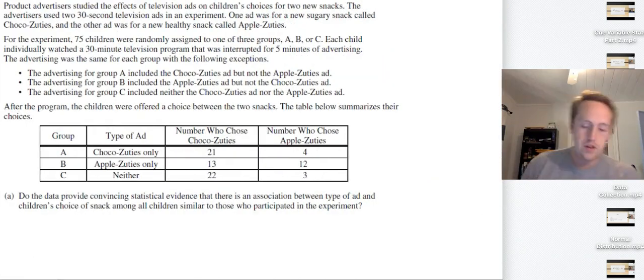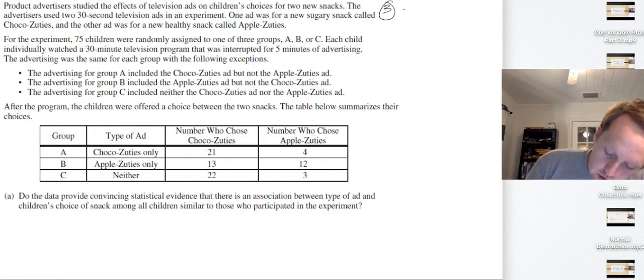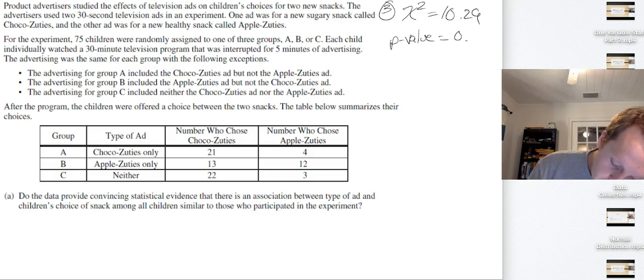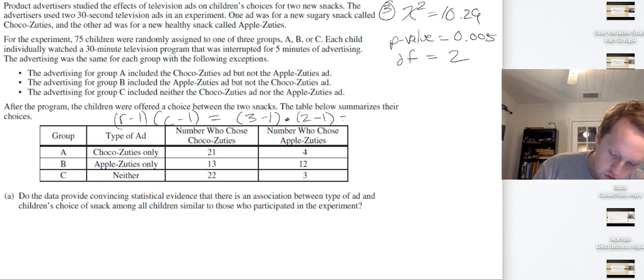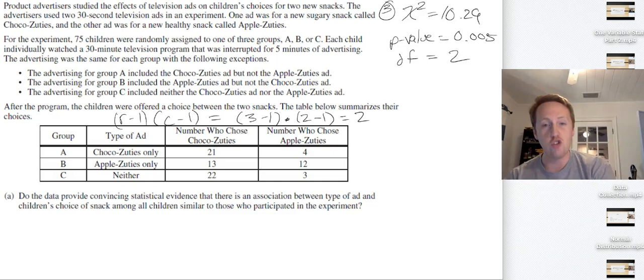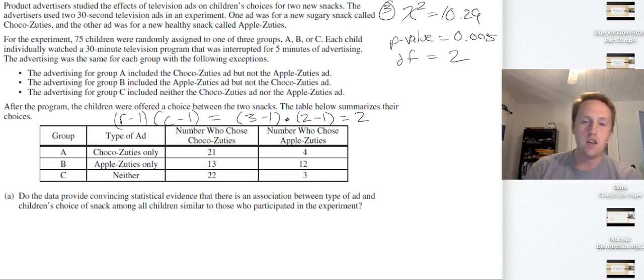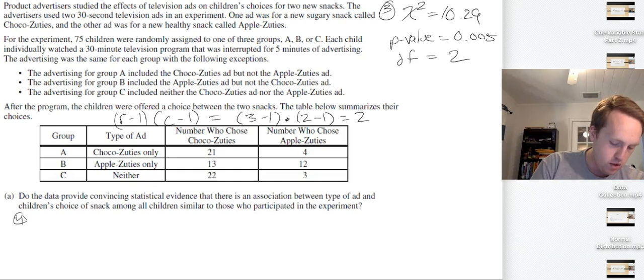So the do step. The do step is also done in the calculator, right? The chi-square value that I got was 10.29. The p-value that I got was 0.005, and the degrees of freedom that I have are 2. Remember, that's rows minus 1 times columns minus 1. For me, that's 3 minus 1 times 2 minus 1, which is 2. The calculator does spit it out, but I think you should know that. So all that's left is the conclude, and I'm going to do that down at the bottom where I can write more like a sentence.